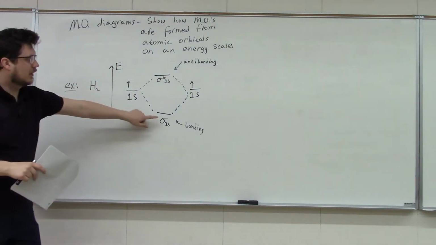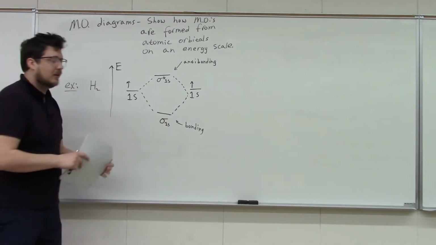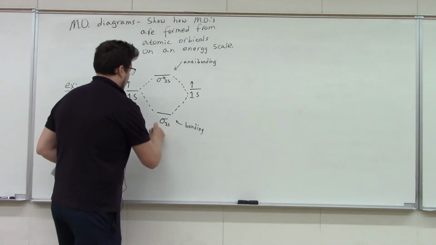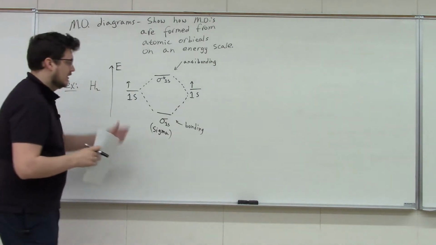This is a lower energy, making it a bonding orbital. We call this a sigma. This is a sigma bond. Let me write that out. Sigma is kind of like single, might be one way to remember that. It's like a single bond.